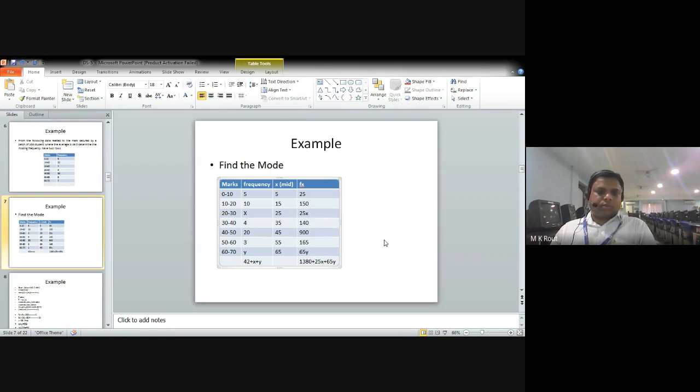Then after that you proceed for making equation 1 and equation 2. So here in this case, the summation of frequency is given, that is 100. So if you simplify this one, it is x plus y equals 100 minus 42. That is equation 1.